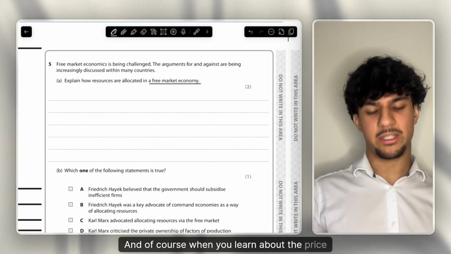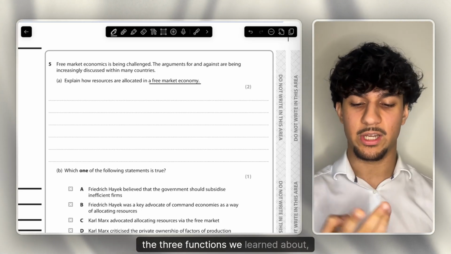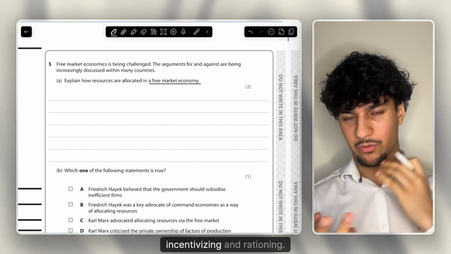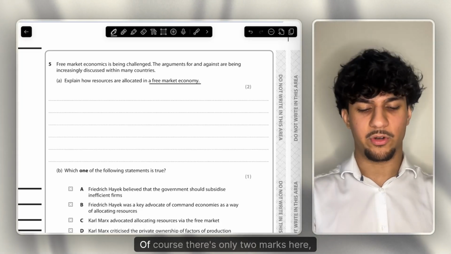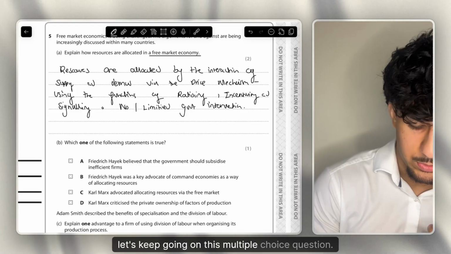And of course, when you learn about the price mechanism, you learn about the functions of the price mechanism, the 3 functions we learned about, which is signaling, incentivizing, and rationing. You can go into more depth with them. But of course, there's only 2 marks here, so you don't need to mention them much. Okay, let's keep going on this multiple choice question.